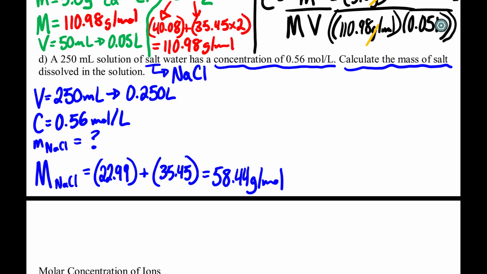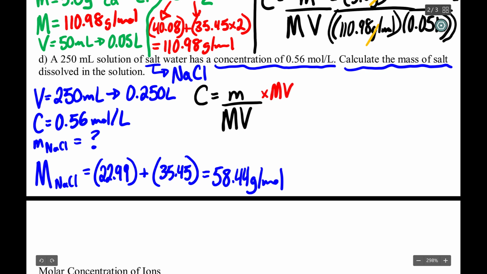Now I have all of the information I need to make my calculation. We're just going to have to rearrange our equation. So we have C is equal to m over MV. I need to isolate mass. So in order to isolate mass, I'm going to have to multiply molar mass times volume up to the other side, as such. That's going to cancel those out. And what I'm left with is mass is equal to CMV.